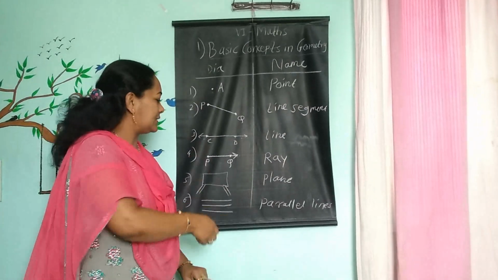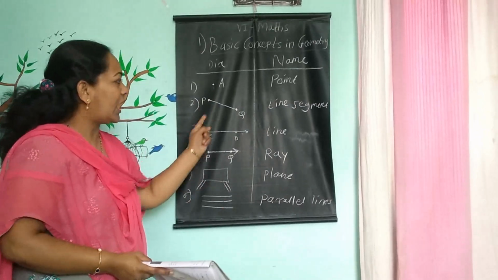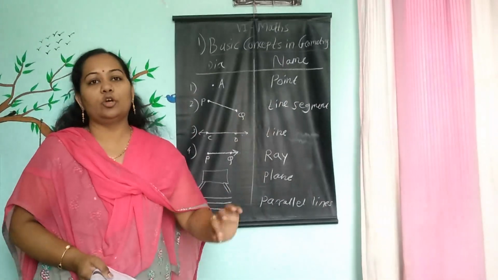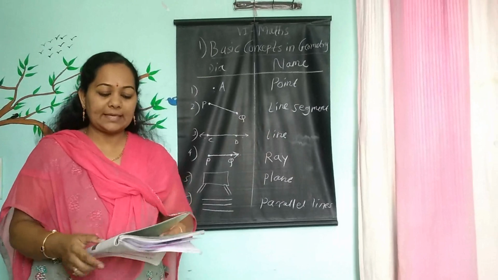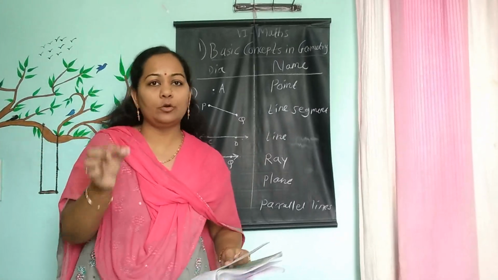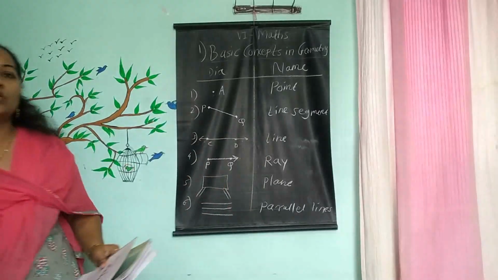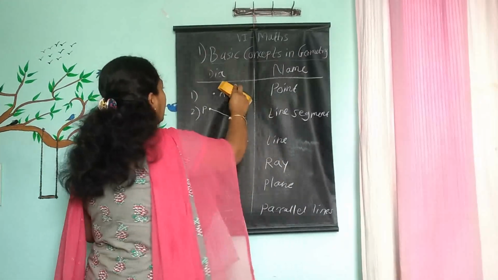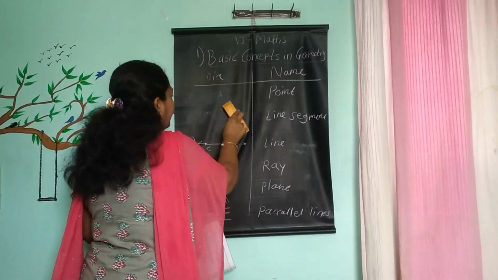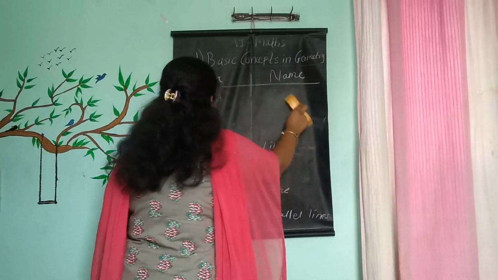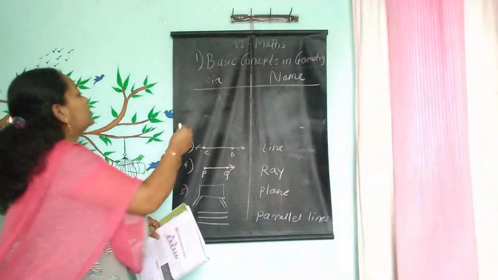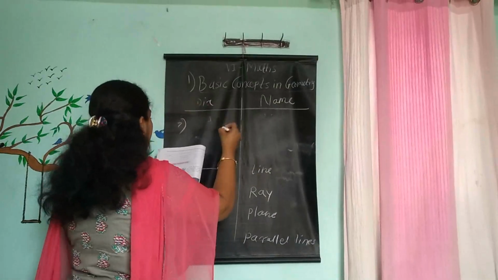intersecting lines. You will write down this chart as it is in your notebook on the first page as a short note. How to read all these lines? Only the last one is remaining. I will show it here. Number 7. That is your number 7 here.